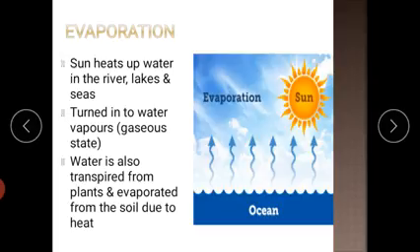So now we are starting the steps of the water cycle. The first step is evaporation. When we look at our surroundings, when the sun heats the water from the rivers, from the lakes and from other sources of water, the water will evaporate. Evaporate means that it turns into vapors, that is, the gaseous state. There is also some amount of water that is transpired from plants, and some amount of water that is evaporated from the soil due to heat.